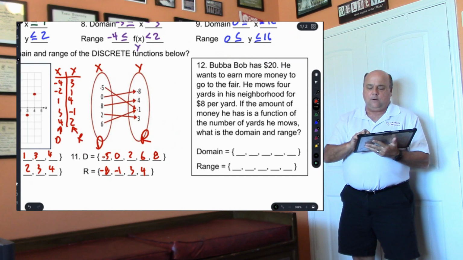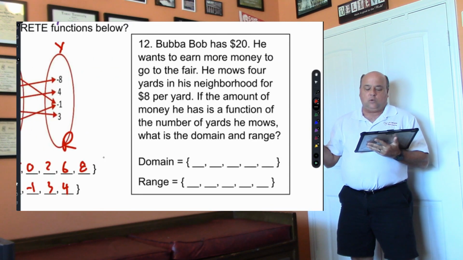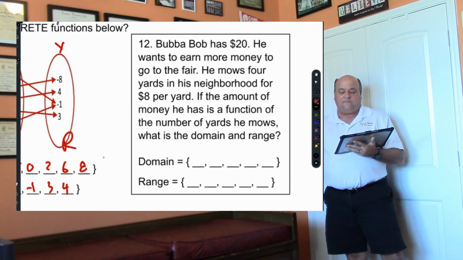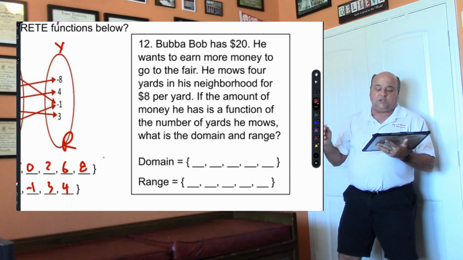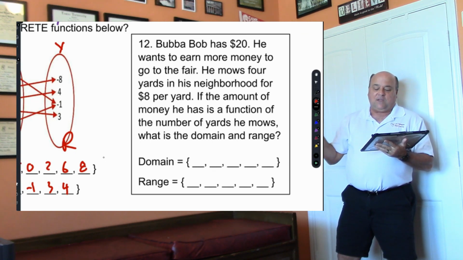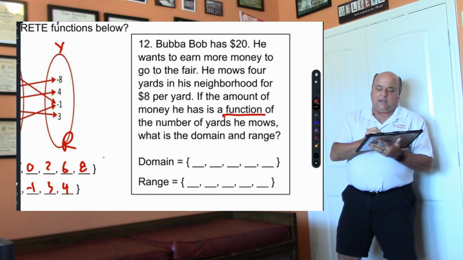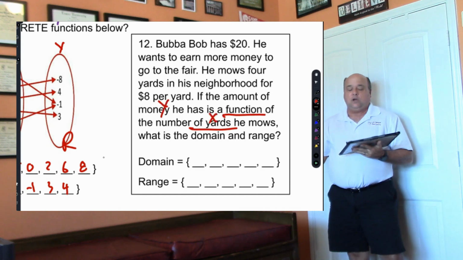Okay, let's go to right here. Bubba Bob has $20. He wants to earn more money to go to the fair. He mows 4 more yards for $8 a yard. If the amount of money y is a function of the number of yards x, what is the domain and range?